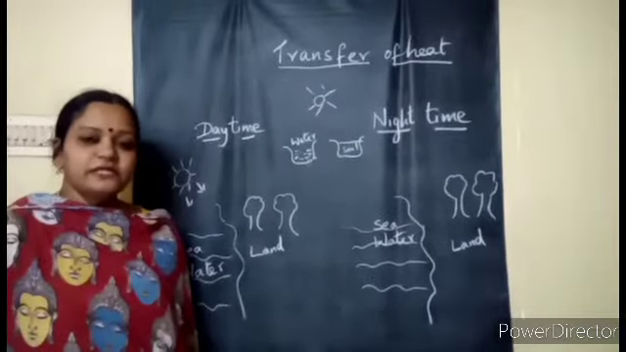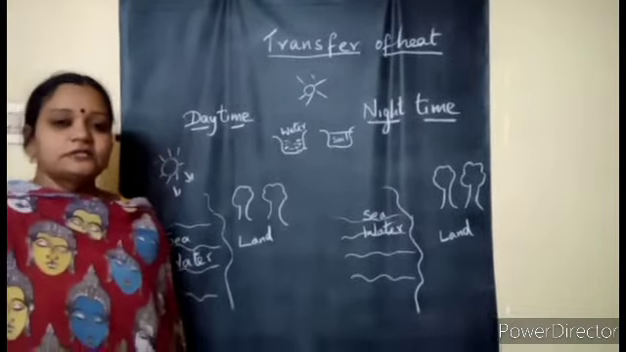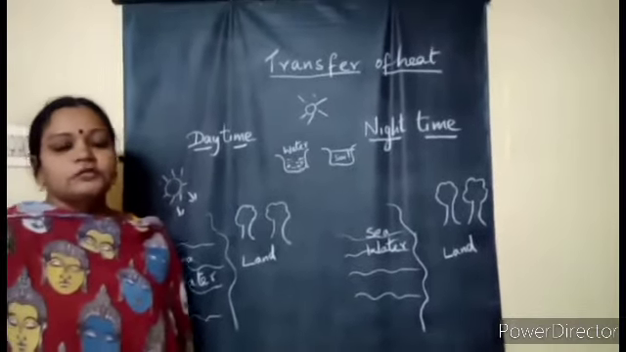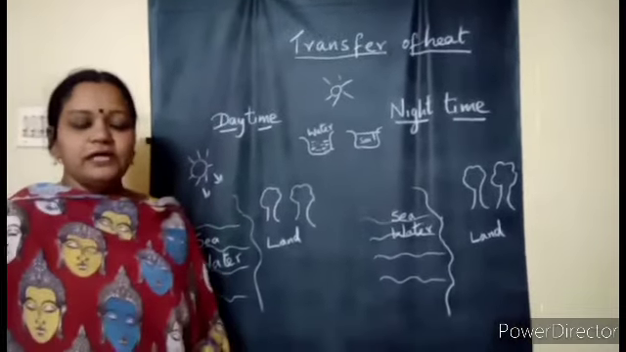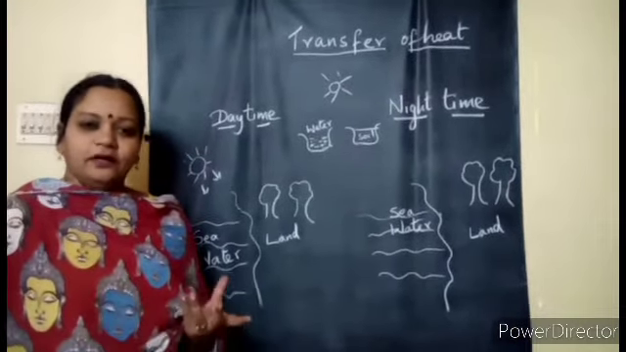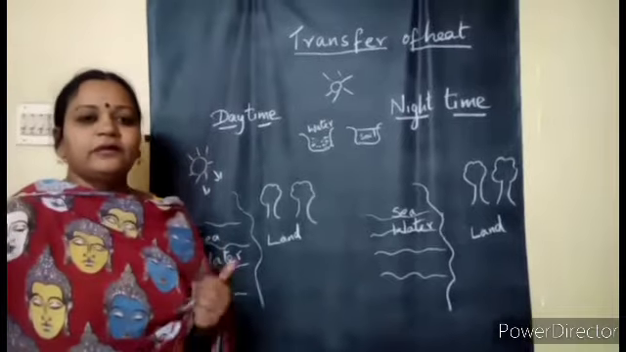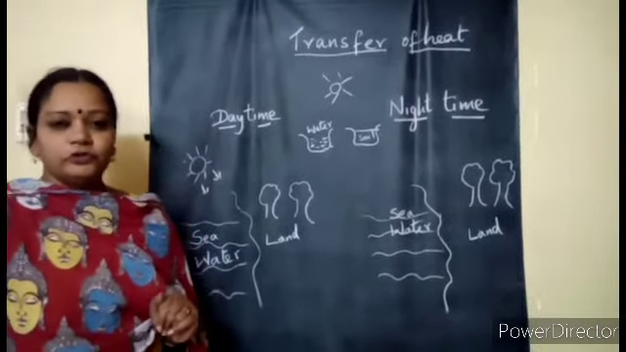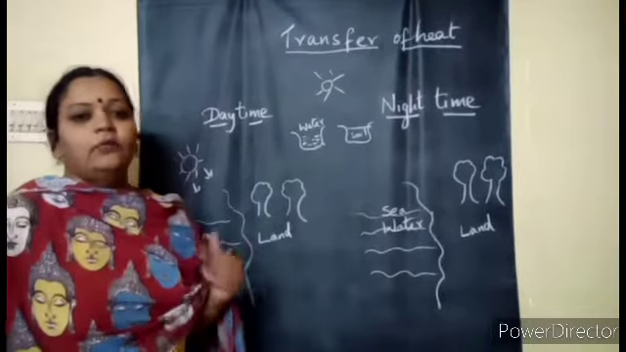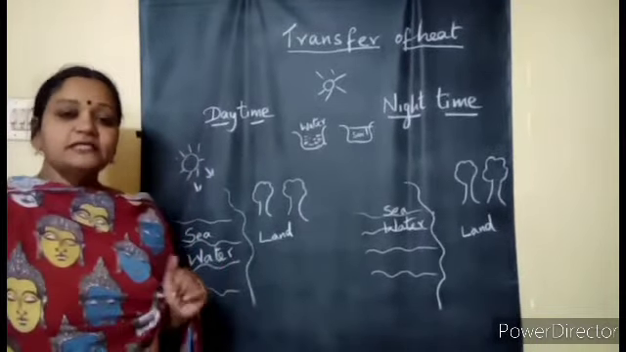So now we will see how convection takes place around us. In the coastal areas, coastal means the place near the sea, the people will experience different things in the daytime and the night time. Yes, that is what we are going to learn. That is one of the examples of convection taking place around us.